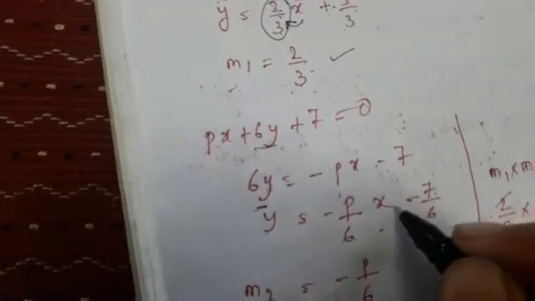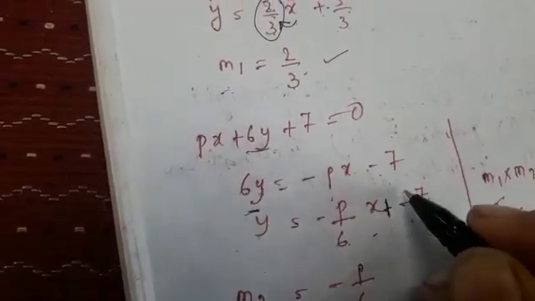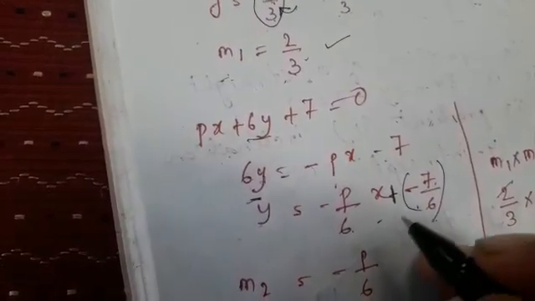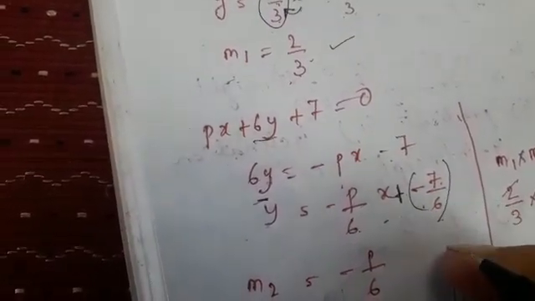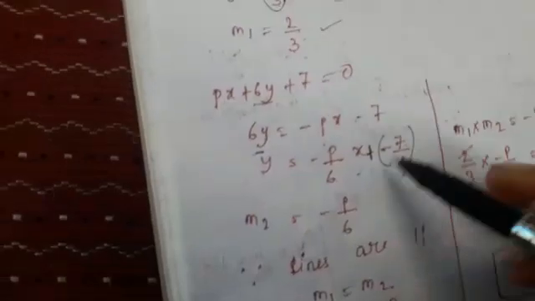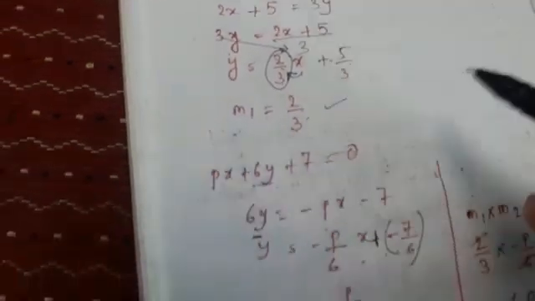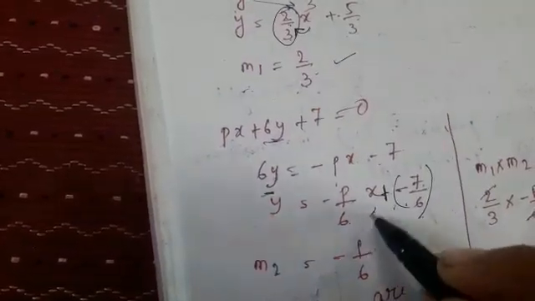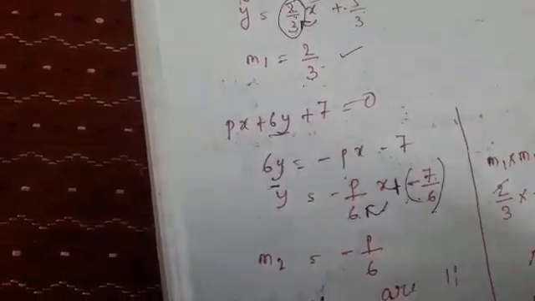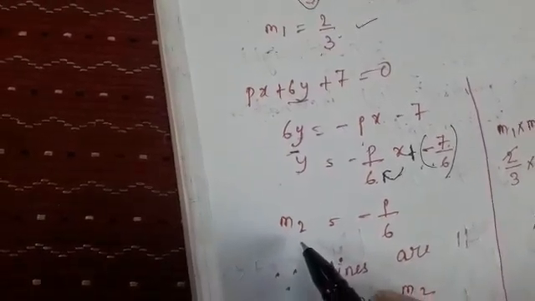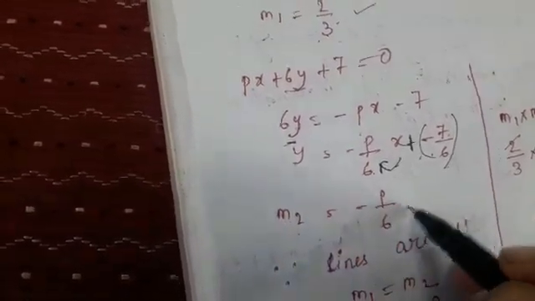So if you will insert one plus sign over here and you will write like this manner, minus p by 6x plus of minus 7 by 6. So you can compare with this general equation y equal to mx plus c, and from that you are getting the coefficient of x, which is minus p by 6 over here. So if you will represent this slope as m2, so your m2 is minus p by 6.